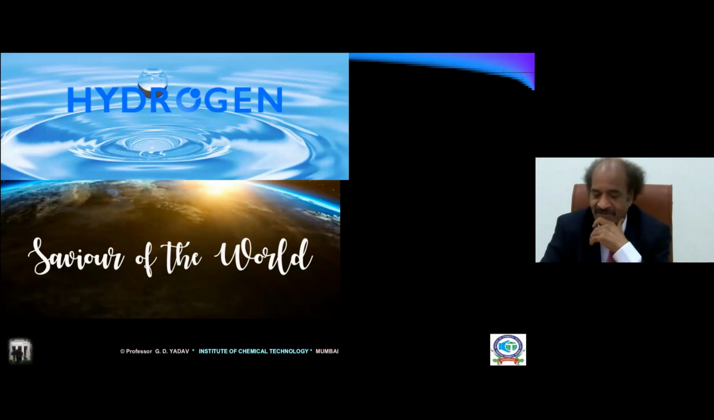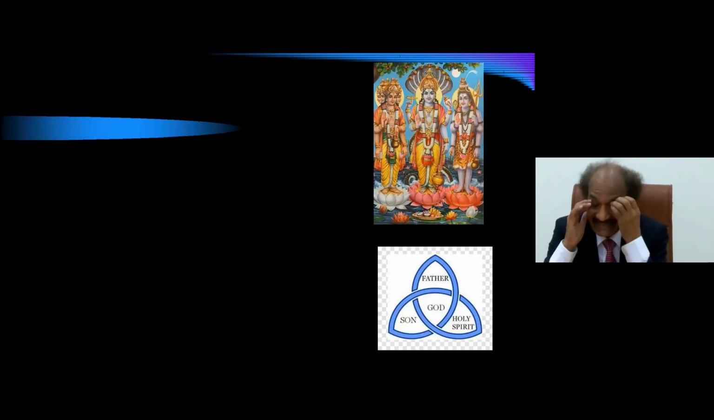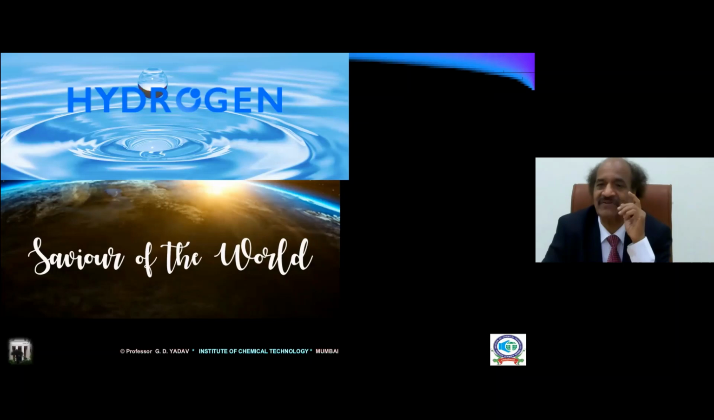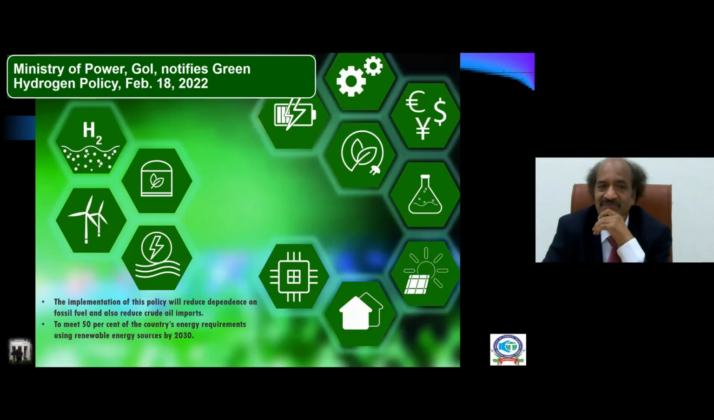According to me, unfortunately, the background will change, there is a trinity. Now, what is the trinity? The trinity is solar, wind, and hydrogen. Brahma, Vishnu, and Mahesh, that's what we call in the Hindu religion. Or the Christians will talk about Father, Son, and Holy Spirit. So my scientific trinity is solar energy, wind energy, and hydrogen. Okay. And hydrogen is going to be the savior of the world. That is my thesis. And I'm going to prove why hydrogen can be a savior.